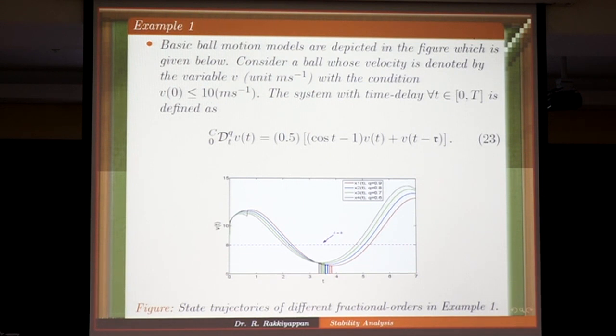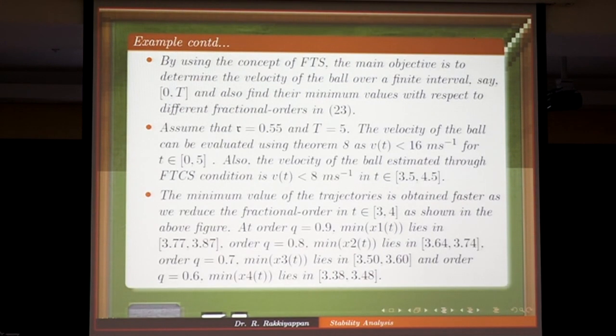It is nothing but the interpolation function we studied in numerical analysis, so it shows the same thing. By using the concept of FTS, the main objective is to determine the velocity of the ball over a finite time interval, and also find its minimum values with respect to the different fractional orders. Here we assume the time delay is 0.55 and capital T equal to 5. So your finite time should be 5.